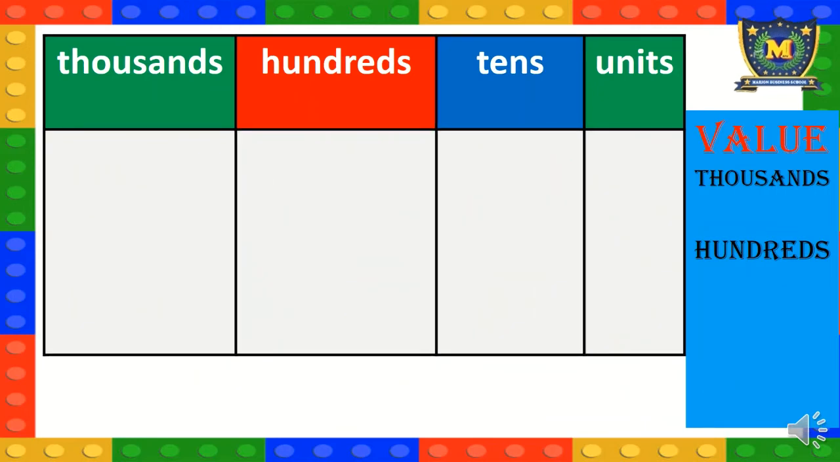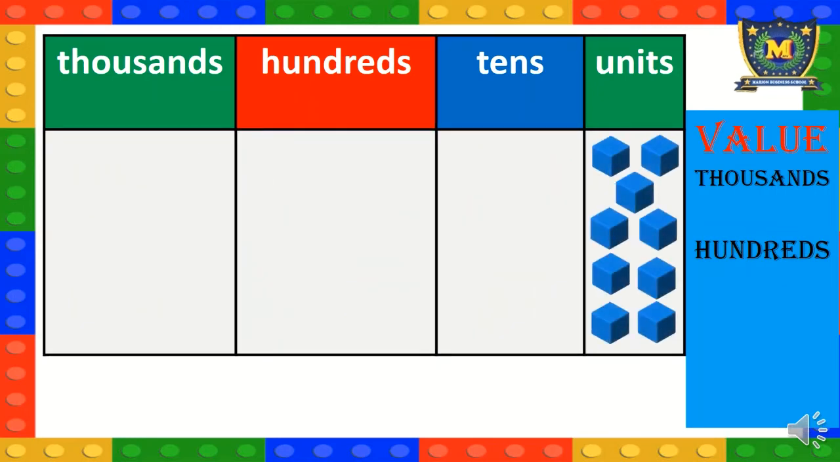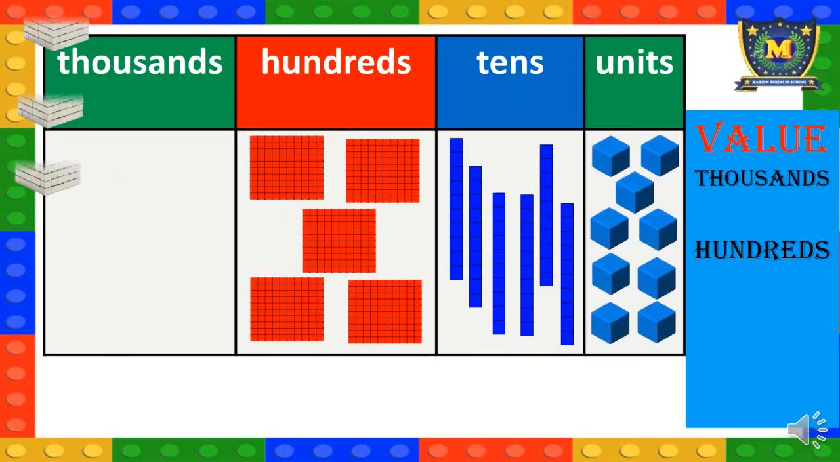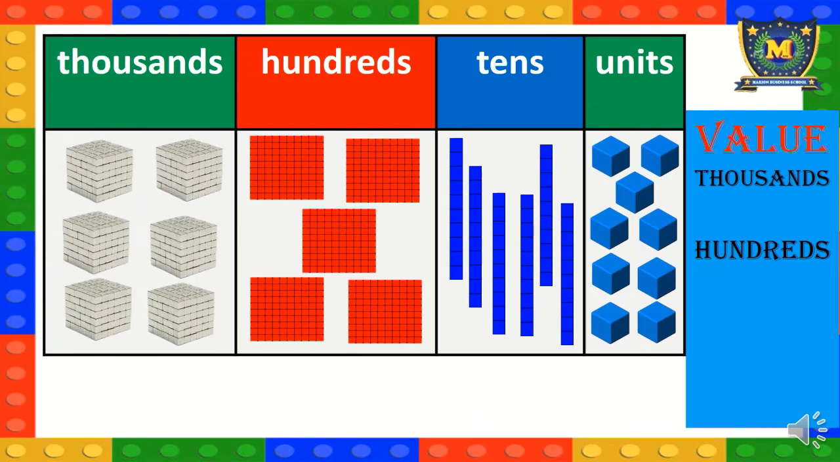Last one. Now, how many units we have here on units place? If your answer is 9, then you're right. Now, how about rods on the tens place? Amazing, we have here 6 rods.